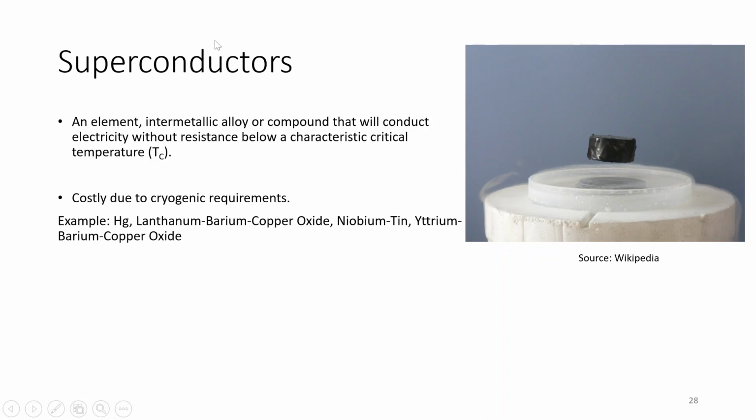Next category is superconductors. In this case, an element, intermetallic alloy or compound, which will conduct electricity without any resistance below a characteristic critical temperature Tc. And these are very costly due to cryogenic requirements. Some of the examples are mercury, lanthanum, barium, copper oxide, niobium, tin, yttrium, barium, copper oxide.